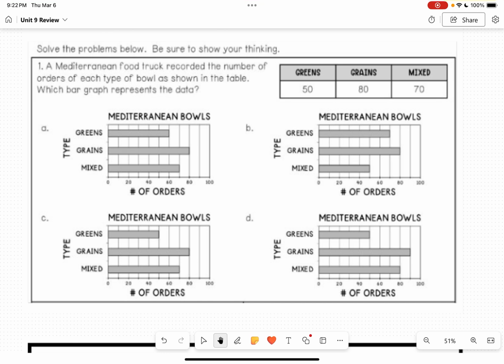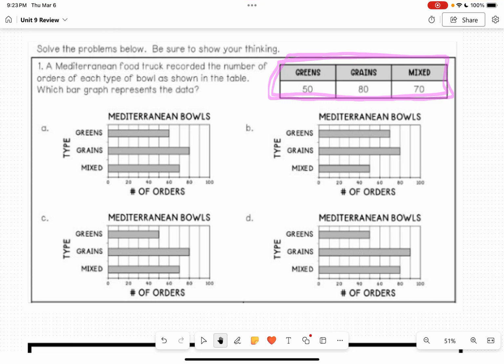So on this problem, it says, a Mediterranean food truck recorded the number of orders of each type of bowl as shown in the table. Which bar graph represents the data? So what they give us is this section right here. This is the real information, okay? This is what the numbers have to be. Now, what they want us to do is apply them to the bar graphs and see which one is correct, okay? We're looking for the one that has the real numbers.